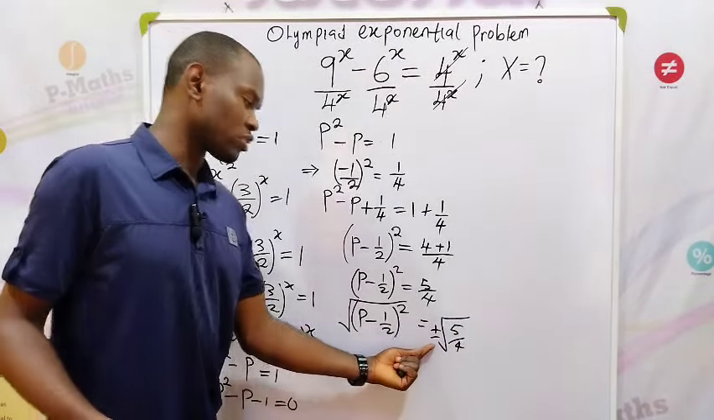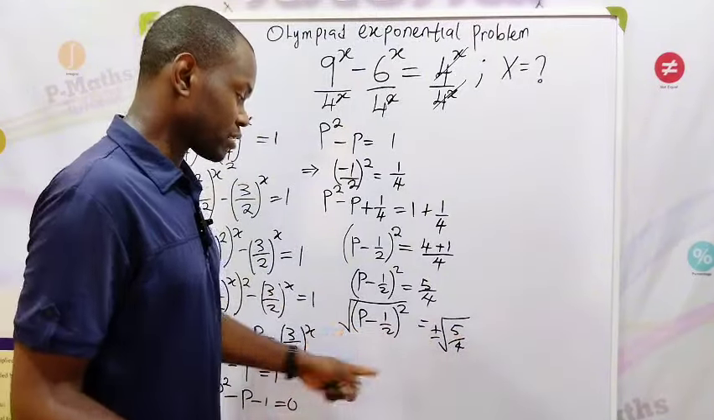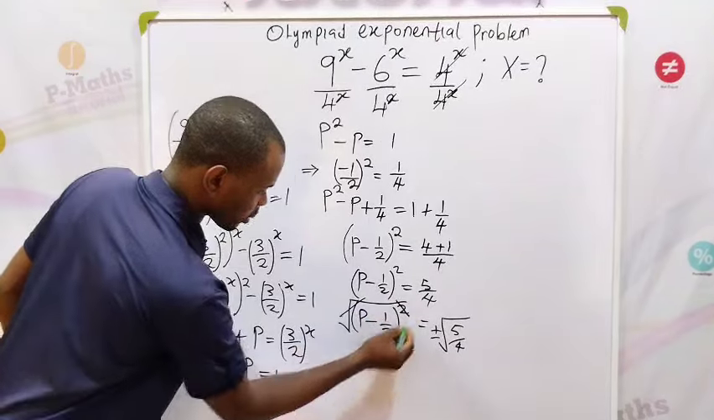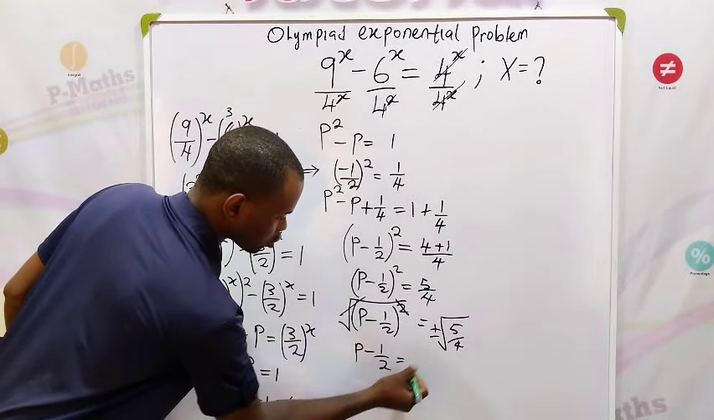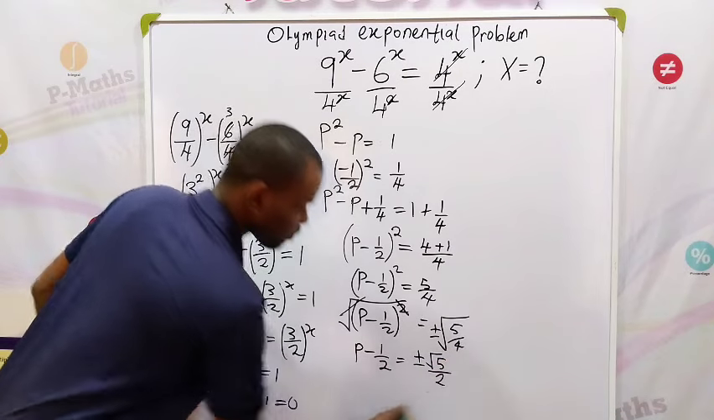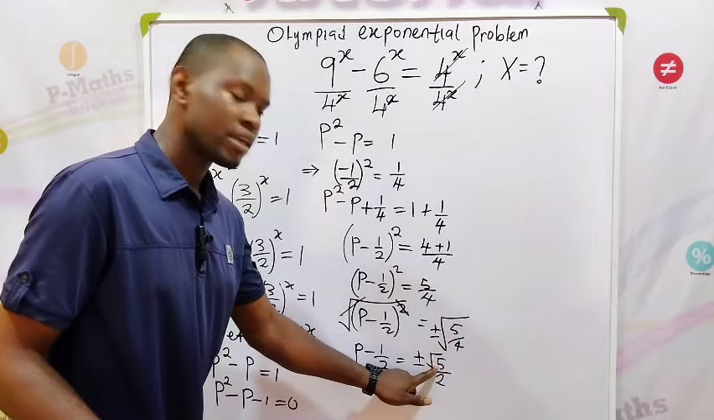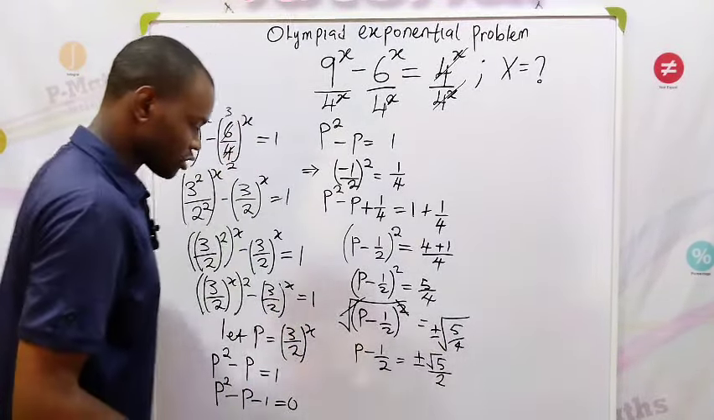Whenever you are solving a quadratic equation and you are taking the square root of the right hand side or the left hand side, depending, you put plus or minus. So the square root cancels the square. We now have p minus 1 over 2 equal to plus or minus the square root of 5 over 2. I've taken the square root of 4, which is 2, but 5 does not have a square root, so I'll write it as a square root number.